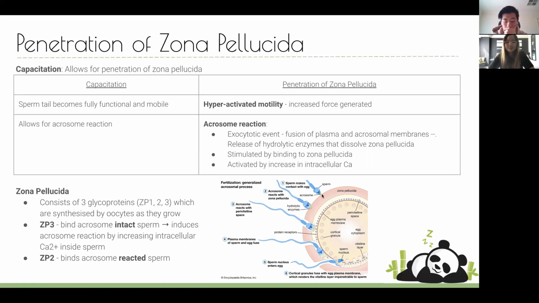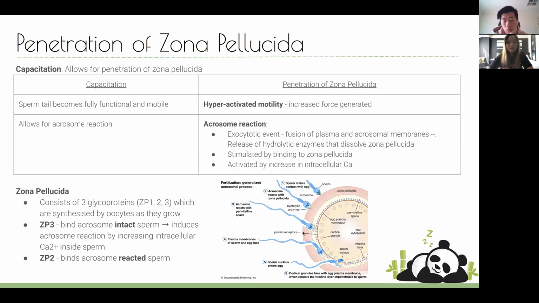It's stimulated by literally just binding. You can see it here actually. It binds, it reacts, and that's the acrosome reaction. And it's activated by an increase in intracellular calcium. That's only one of the areas where calcium is used in this whole process.